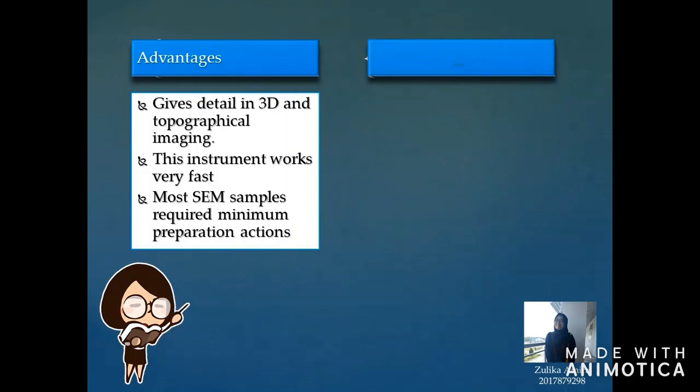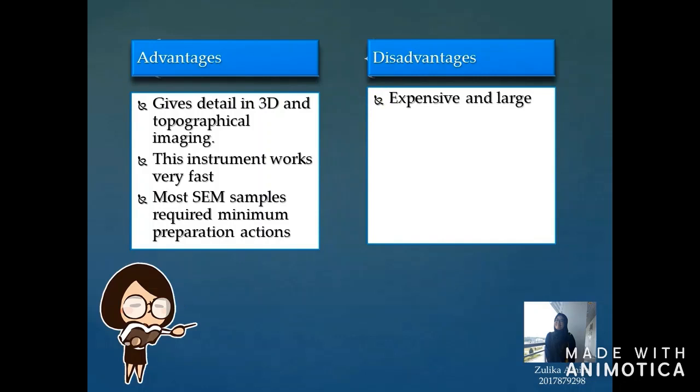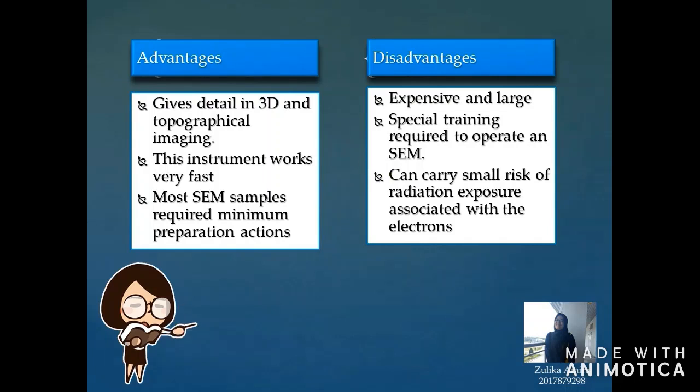Meanwhile, the disadvantages of the scanning electron microscope are that it is very expensive and large. Second, it requires special training to operate the scanning electron microscope, and the last one is that it can carry a small risk of radiation exposure associated with the electrons.